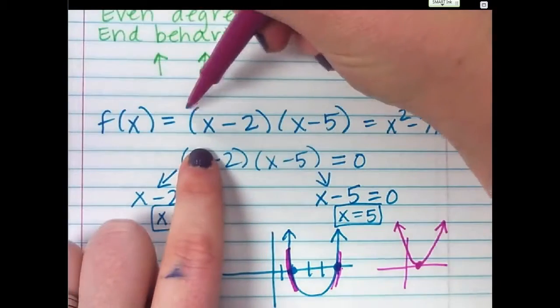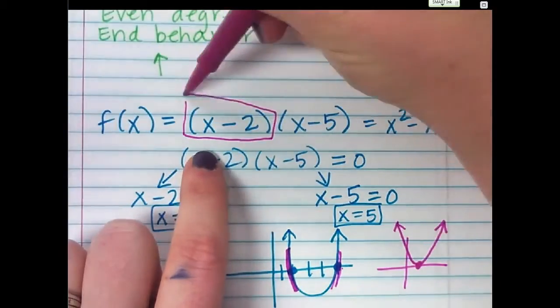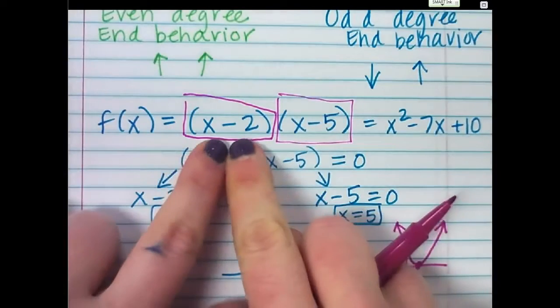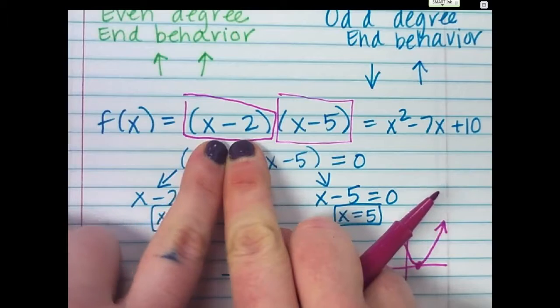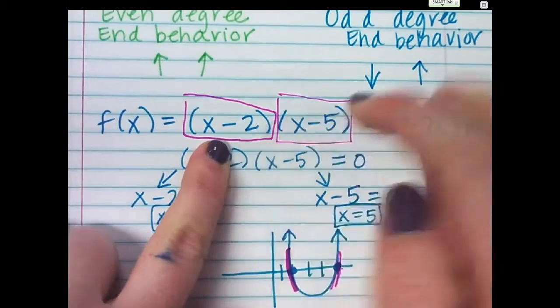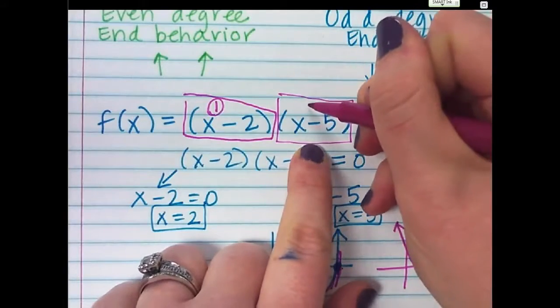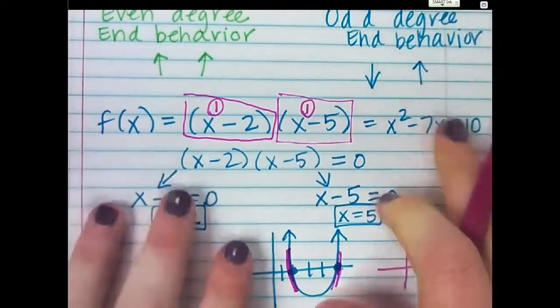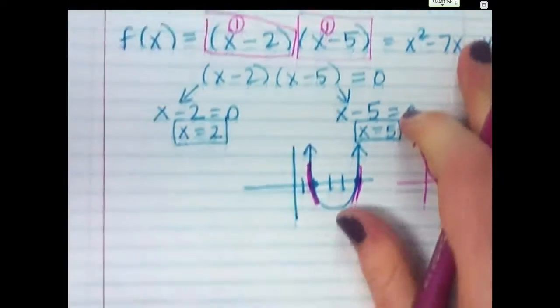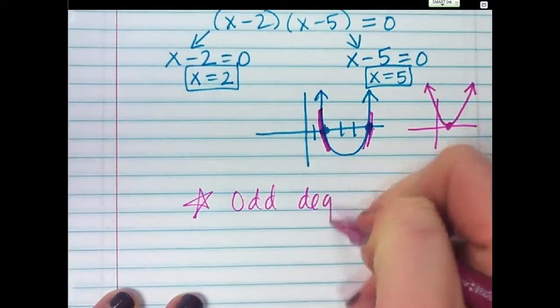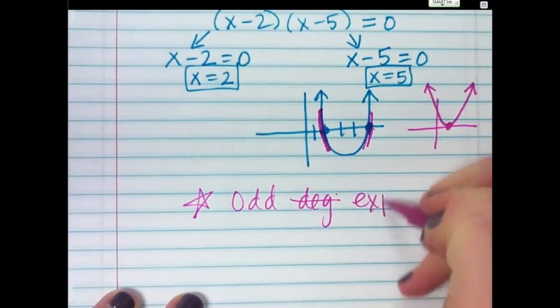So what do I mean by that? This is a factor, x minus 2. Here's another factor, x minus 5. What is the degree on just this? 1, right? x to the first. And how about this one? 1 also. So here's why I don't want you to get confused. It's kind of weird. Down here, if it's an odd degree, maybe we should say exponents.